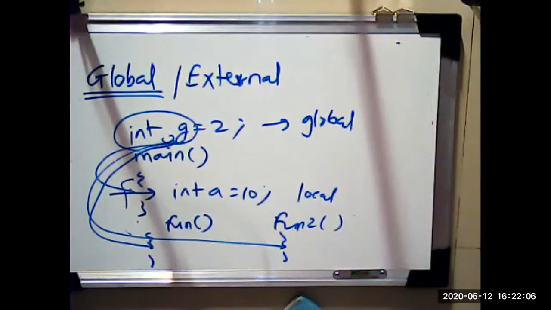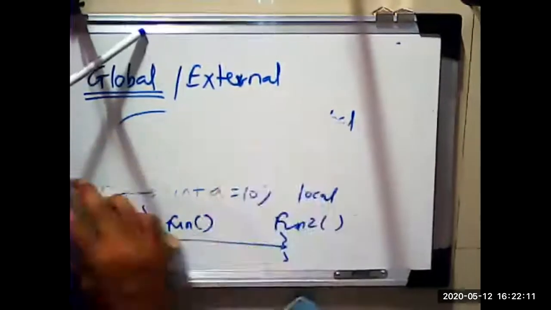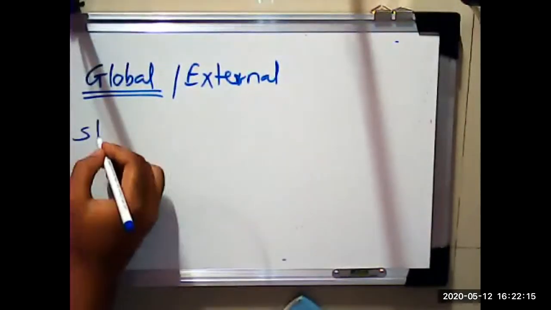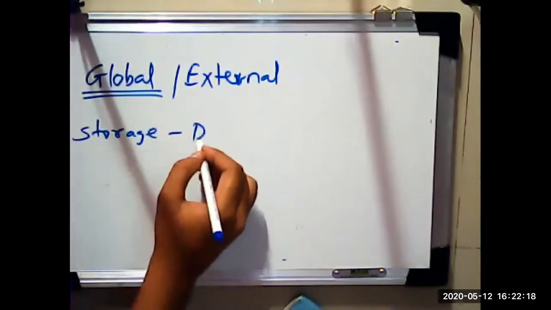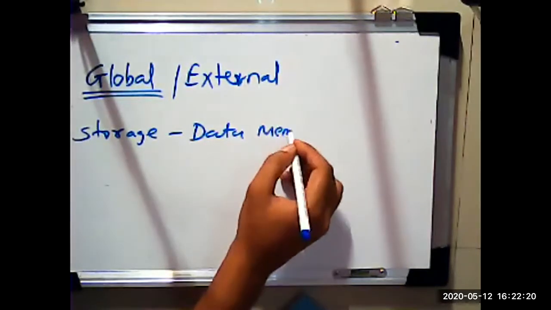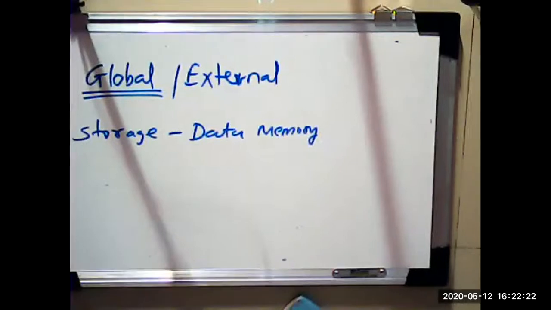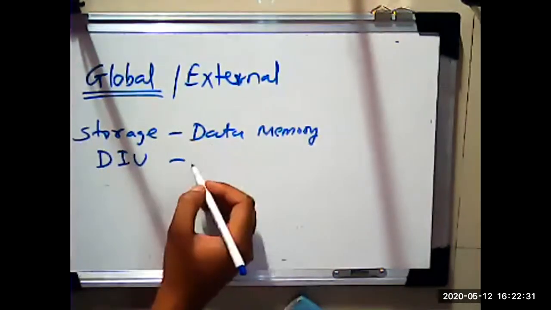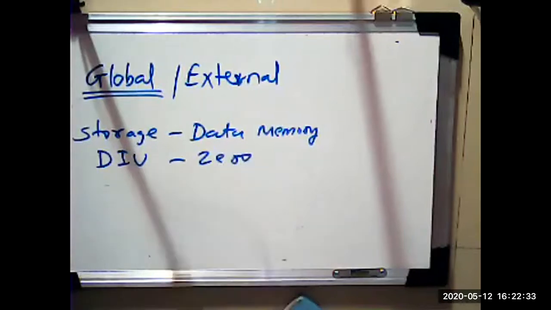Now next one is what is the storage. The storage of the global is the data memory. Okay, why data memory? Because it is not related to the function, it is related to the program. प्रोग्रामच्या रिलेटेड आहे म्हणून तो डेटा मेमरीला. डिफॉल्ट इनिशियल व्हॅल्यू काय येणार आहे? जर डेटा मेमरी मध्ये तर डिफॉल्ट इनिशियल व्हॅल्यू येईल 0. It means if you are not initializing it, then the default initial value is 0.